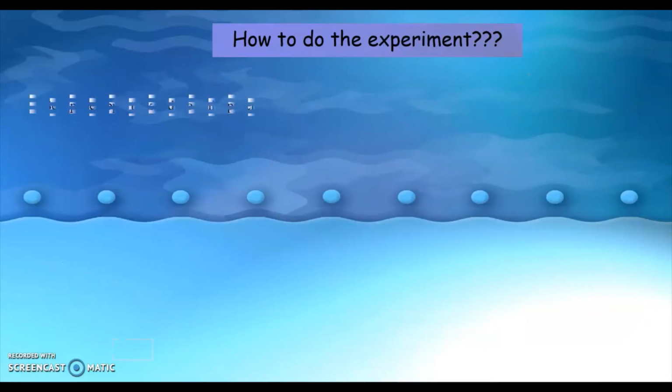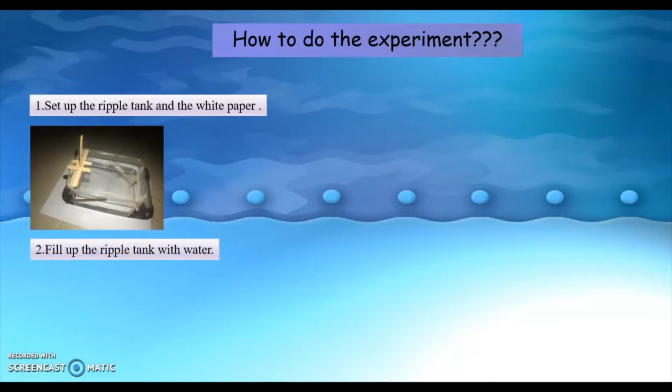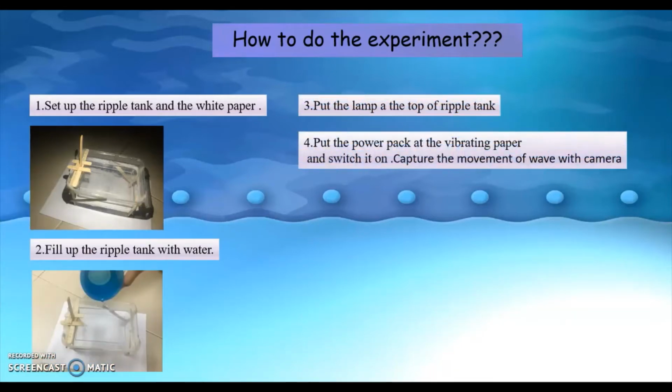So how to do the experiment? Firstly, set up the ripple tank and the white paper like this figure. Second, fill up the ripple tank with the water, like this figure. Thirdly, put the lamp at the top of the ripple tank. Fourth, put the power pack at the vibrating paper and switch it on.